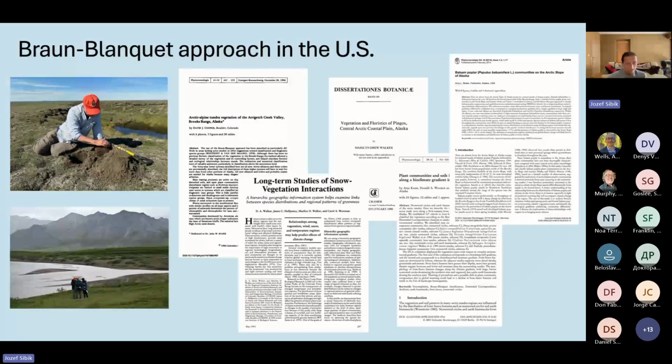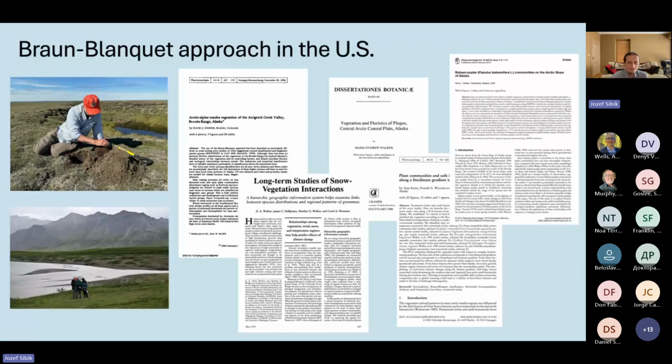First, I had a picture of great guys that I've been lucky to meet, Skip Walker and David Cooper, but because of GDPR and I didn't ask them for permission to share the picture, I changed it to a more general picture of doing some kind of research. Here is a list of papers that were based on syntaxonomical studies following the Braun-Blanquet approach in the US.